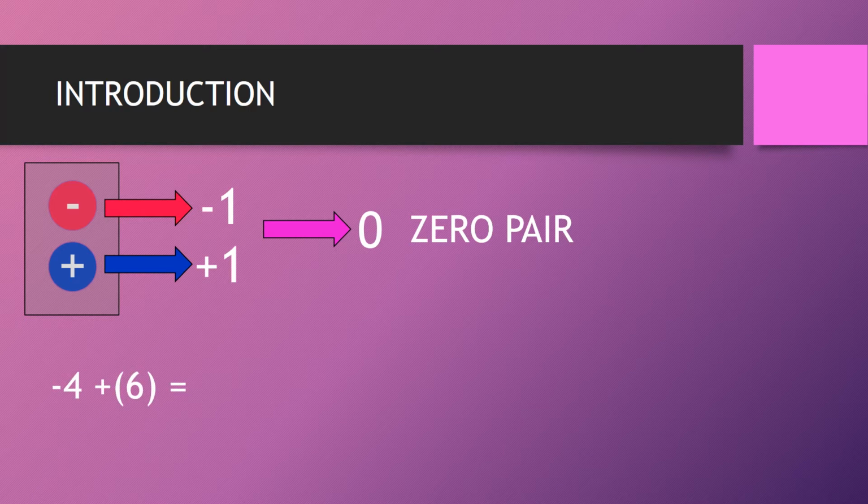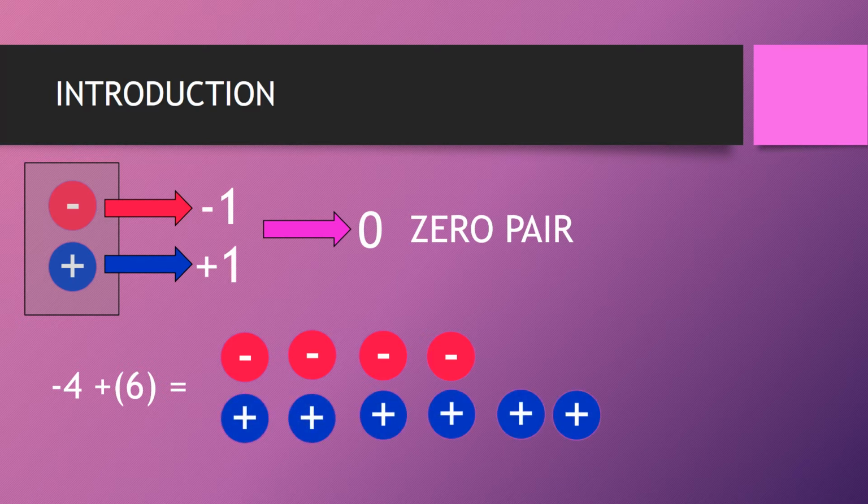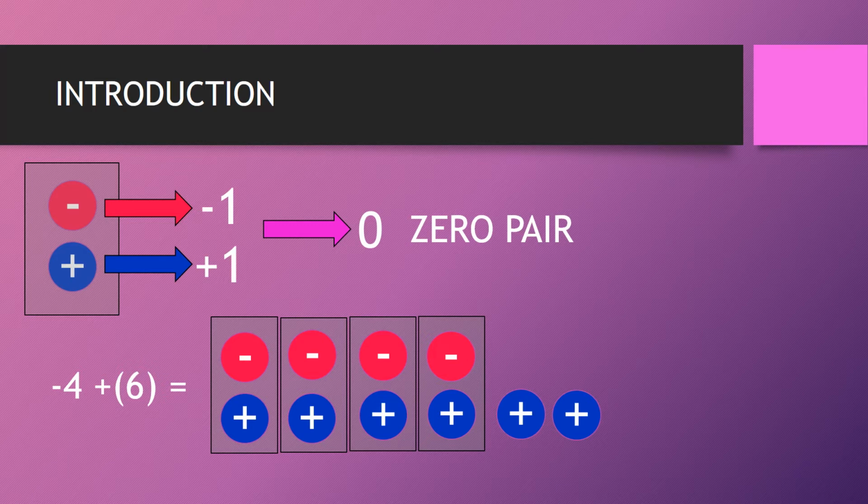For example, I have this operation: I'm going to add negative 4 plus positive 6. How would I represent the negative 4? I represent the negative 4 using 4 negative red circles, because remember, the red circle means negative 1. And how do I represent the number 6? I represent the number 6 using 6 blue circles with the positive sign inside. You see here in this situation, I have 4 zero pairs, and the value of these zero pairs is 0. Now you have 1, 2, 3, 4 zero pairs. But at the end, I have 2 positive circles.